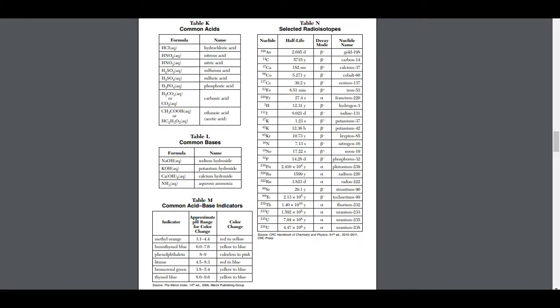Three of the most helpful reference tables are the next three: K, L, and M. K, you got all your common acids, so you got names and formulas, you got your common bases, and you have your indicators. Let's start with the indicators. Of course, your pH scale: below 7 is acidic, 7 is neutral, above 7 is basic, and just match the pH and the color range to figure out what's going on with an indicator.